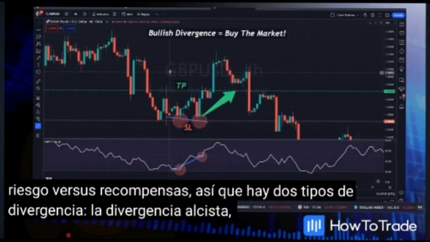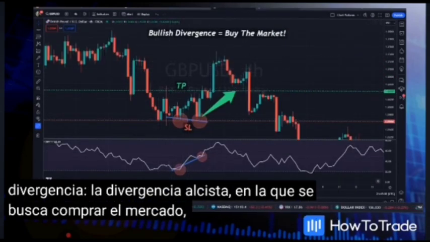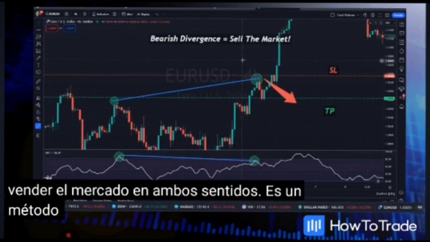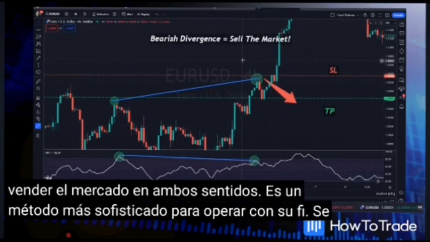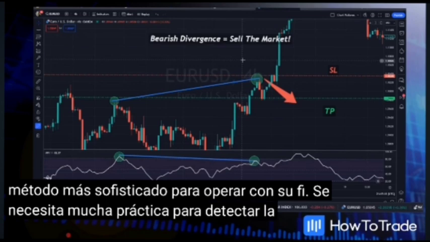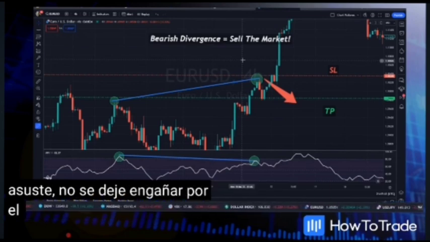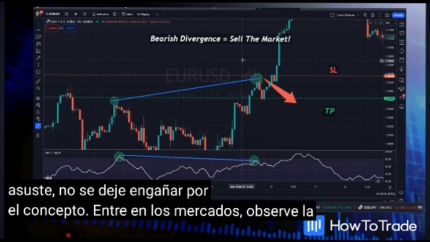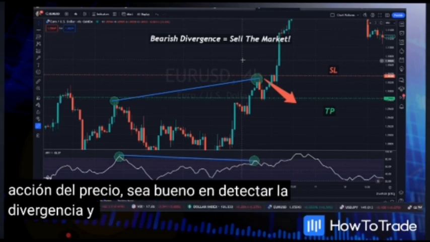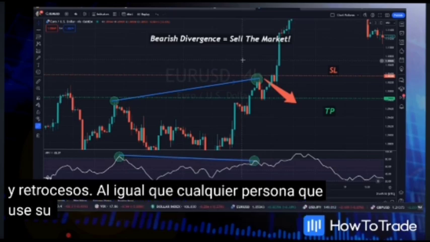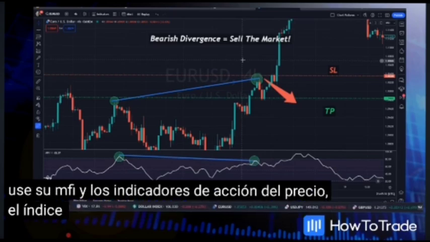So two types of divergence: with bullish divergence, you're looking to buy the market, and with bearish divergence, you're looking to sell the market. Each is a more sophisticated method of trading your MFI. It takes a lot of practice to spot divergence in real time. Don't shy away from it. Don't be buffaloed by the concept. Get in the markets, look at price action, get good at spotting divergence, and you can catch reversals and pullbacks as well as anybody using your MFI and price action indicators.